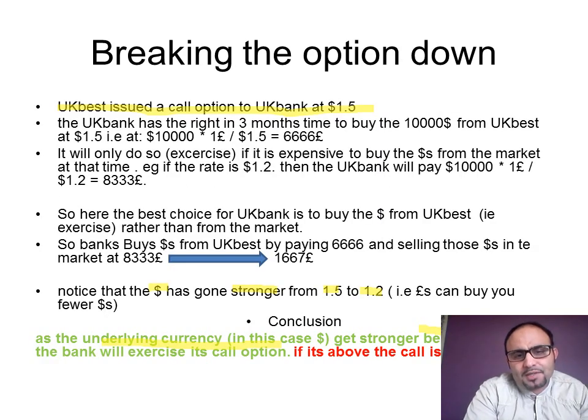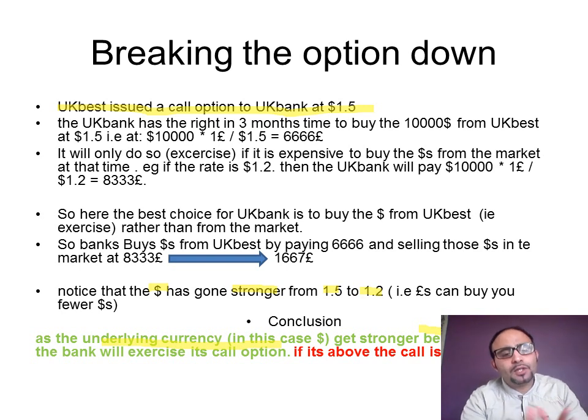So let's break this example down a bit. UK Best issued a call option to UK Bank at 1.5. Now, what does that mean? It means that the UK Bank has the right in 3 months' time to buy the $10,000 from UK Best at 1.5, paying £6,666.